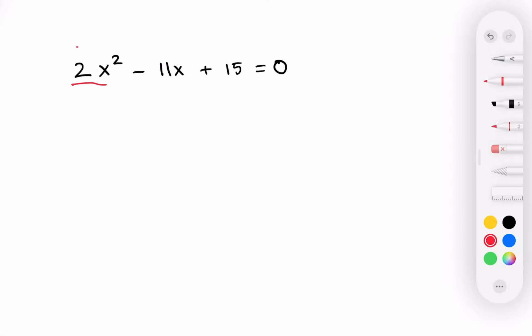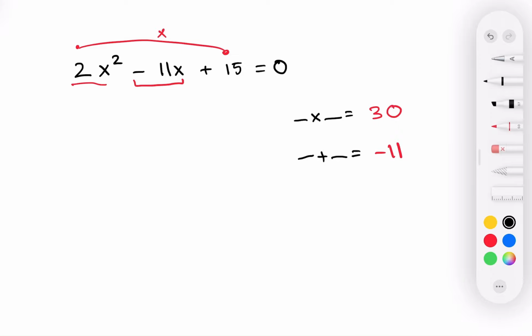So what we need to do is multiply the 2 by the 15, which will give us 30. And then we need to take this middle number, not always middle, but it's the coefficient in front of the x, which is minus 11, and we write it here. The one that we multiplied, we want to find two numbers that multiply to make 30, and those same two numbers, if we add, we get minus 11.